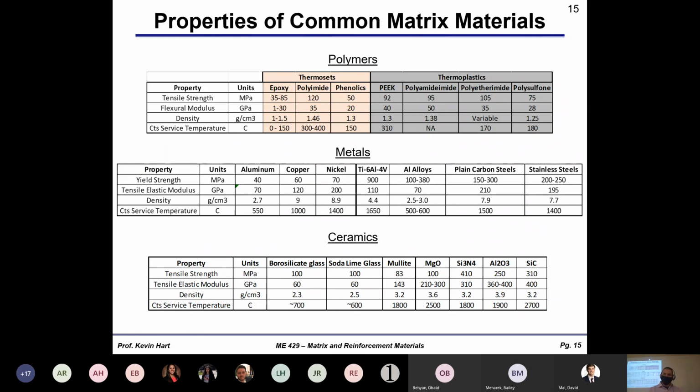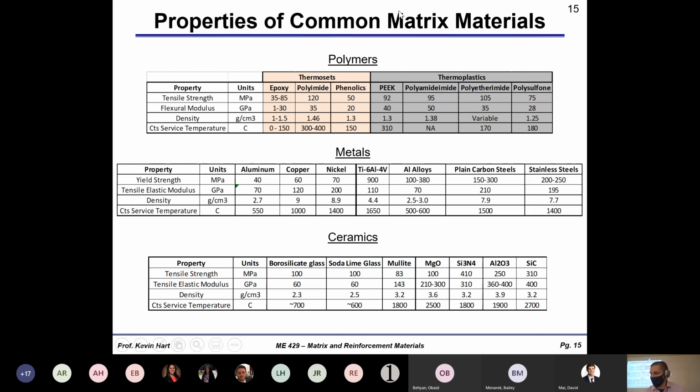Here's a list of your properties. I just put numbers up here for comparison, but we can look at some of these things. So if we think first about polymers, tensile strength in the 50 MPa range. You might compare that to metals, where it's very similar strength values. So aluminum, copper, nickel, roughly in the 50 MPa range. So for yielding, similar strength performance.